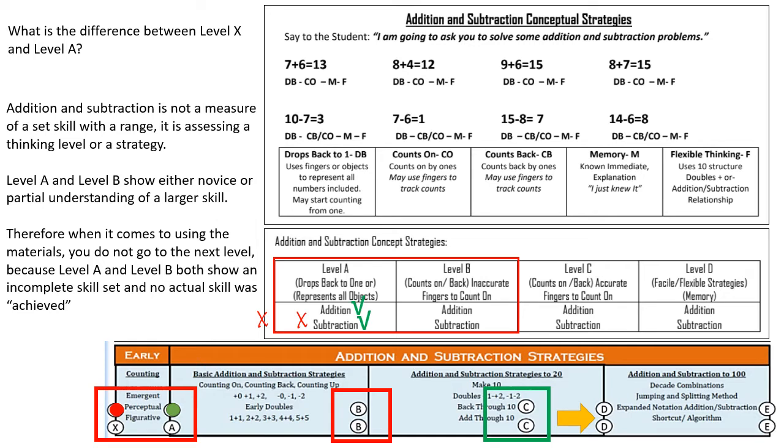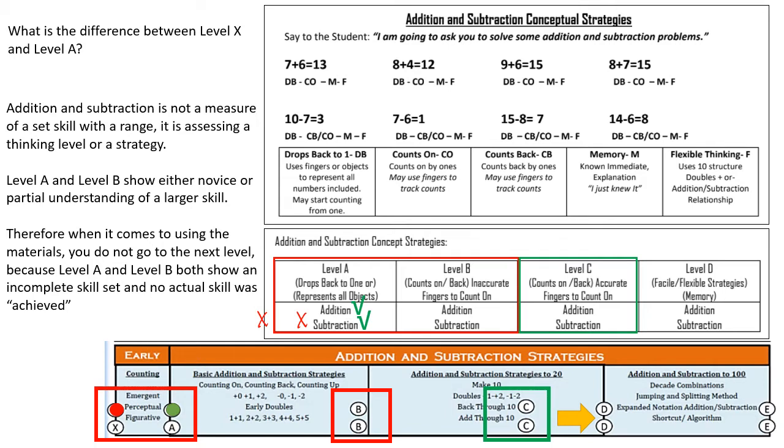Level C is different, because the whole goal is to make sure they are counting on. Once they start counting on, then we can make sure they're using those more facile or advanced strategies. Because the skill we want is counting on, and they're doing it accurately, we can say they're doing the skill we want. Because they've achieved counting on, they're ready for the next level, level D, which is the more advanced addition and subtraction strategies.